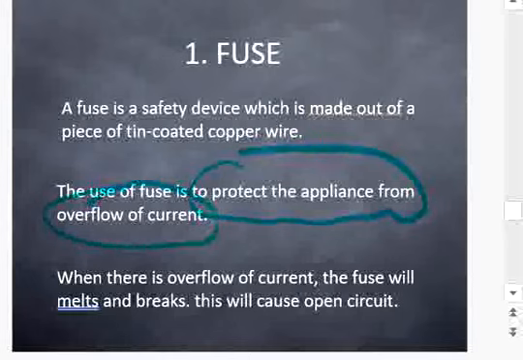This is a very important understanding. The use of a fuse is to protect the appliance from overflow of current. Okay, when there is an overflow of current, the fuse will melt. This is very important. It will melt and break. This will cause an open circuit. Okay, so that is the use of a fuse.